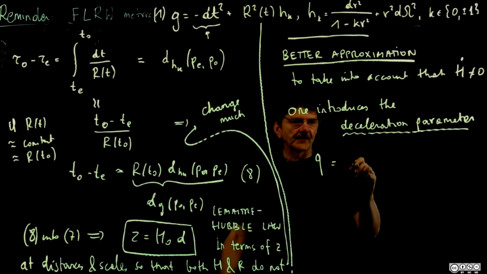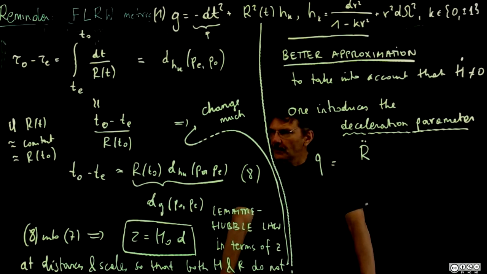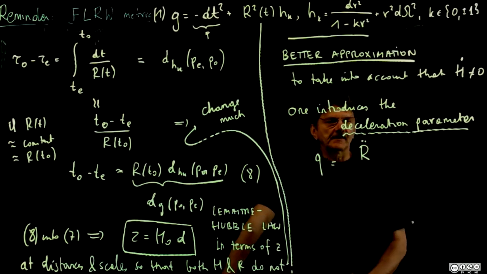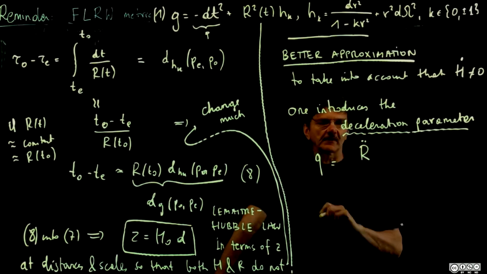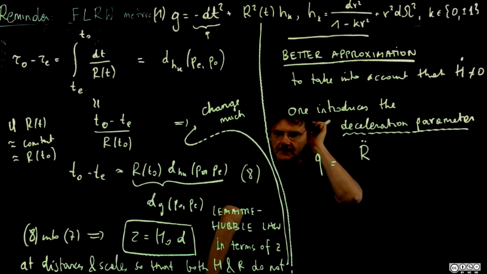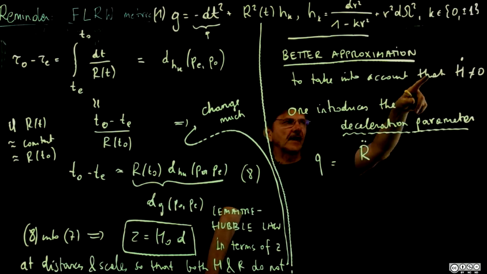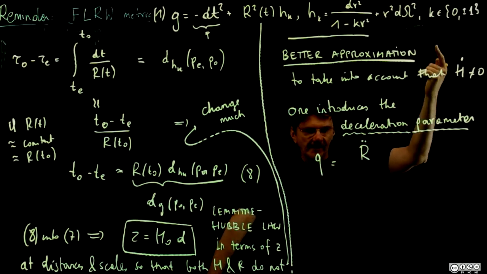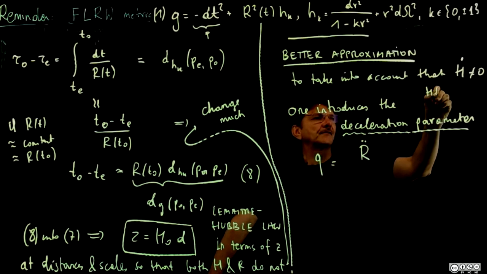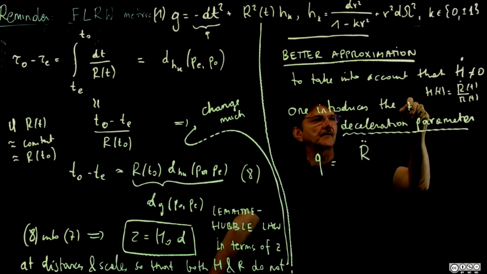And this is something which measures the second derivatives of the scale factor. Rather than calling this an acceleration parameter, people call it the deceleration parameter, because for a long time they thought that the cosmological constant is either zero or negative. In other words, the universe is either, if the Hubble function, remember H of t was R dot over R, and H naught was just H today.